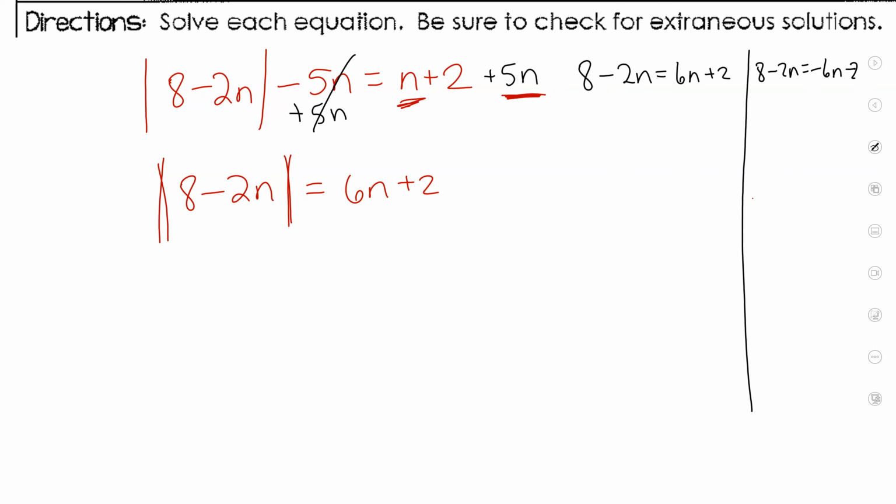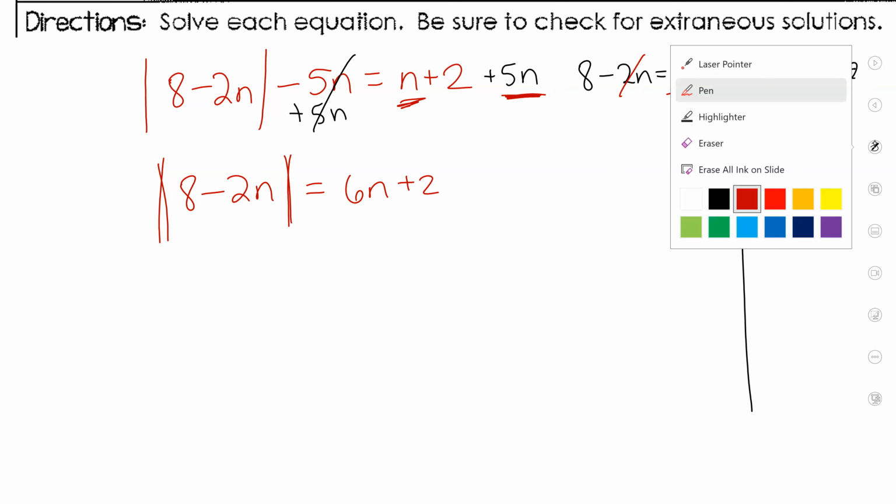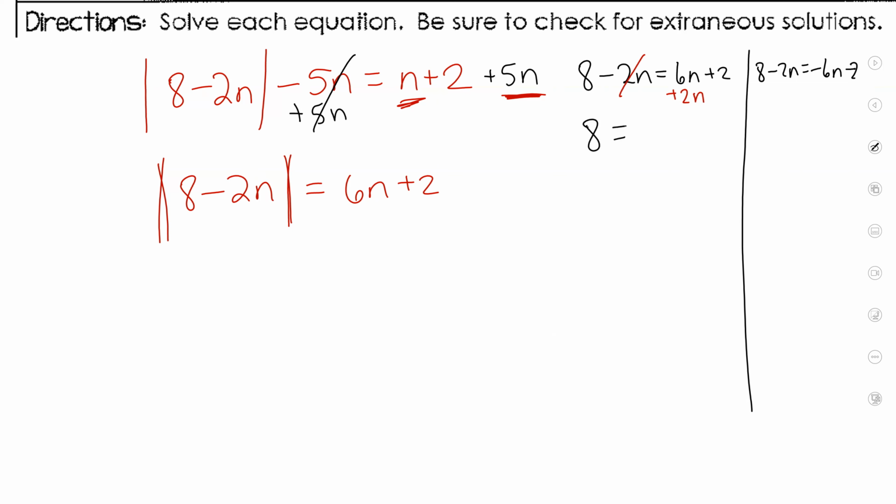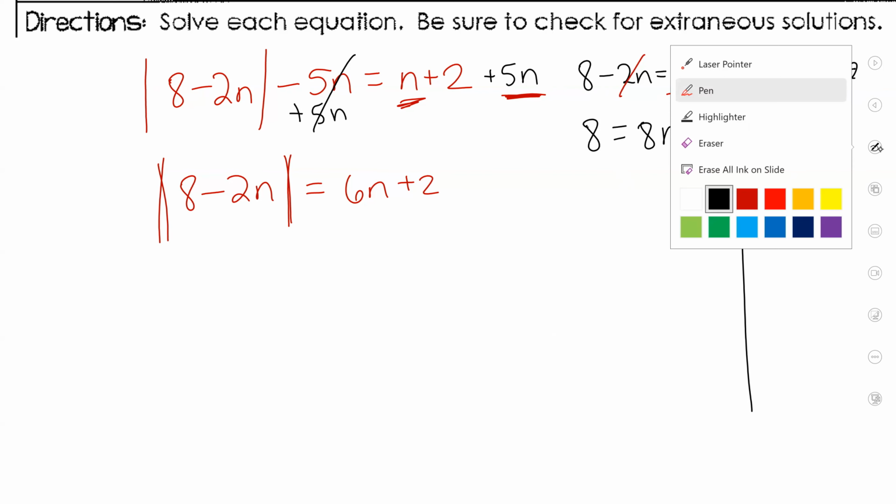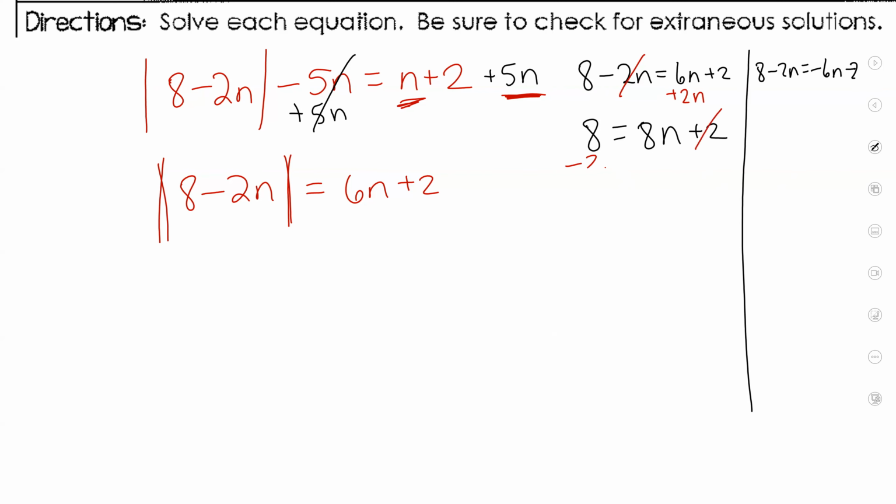So I'm going to add 2n to both sides. So I will have 8 equals 6n plus 2n is 8n. How do I get rid of this plus 2? Subtract 2. So I'm going to cross it out, subtract 2 on this side. 8 minus 2 is 6. And you always divide by this number here in front of the variable. So the coefficient is 8. So we're going to divide by 8. So I get n equals 6/8.